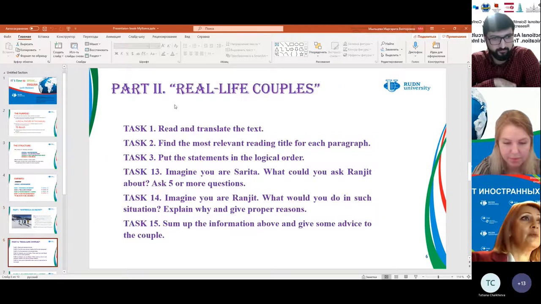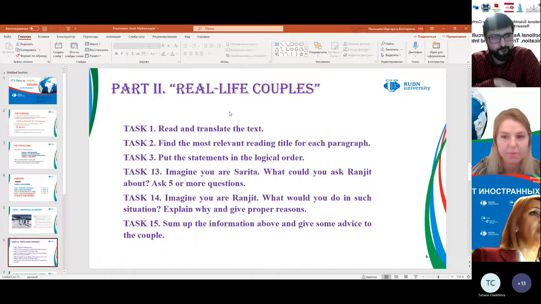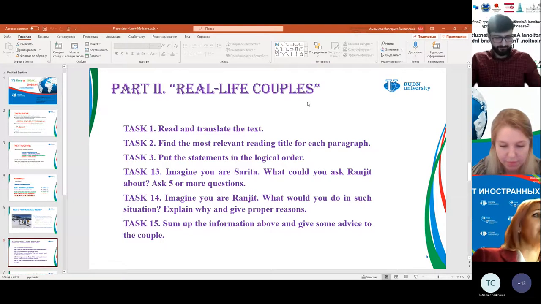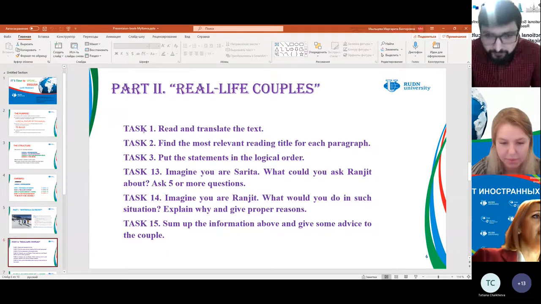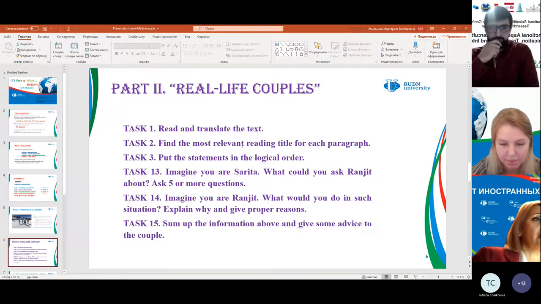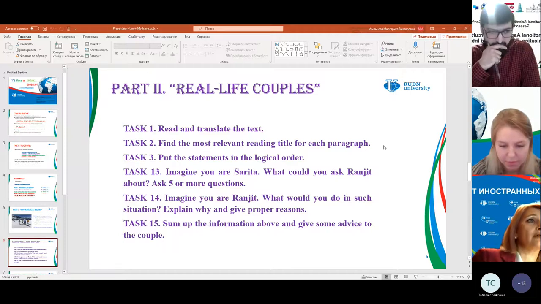Part 2, we speak about authentic texts from a magazine. We're on the important topics for the youth. Okay, real life couples. We start with different easy exercises. Task 1, read and translate the text. Then find the most relevant reading title for each paragraph. Put the statements in the logical order.